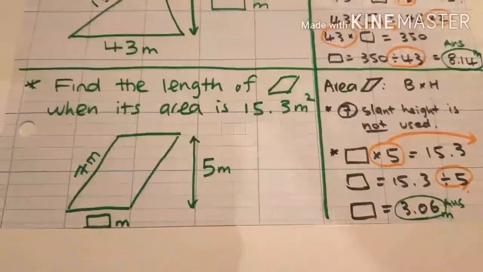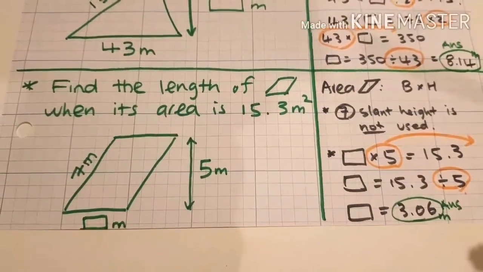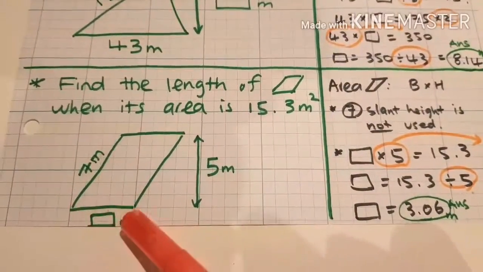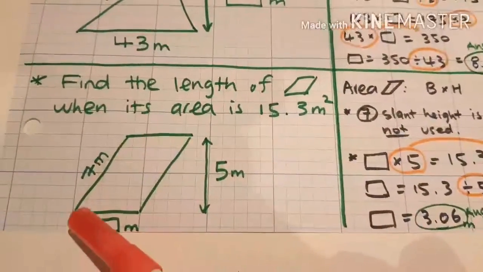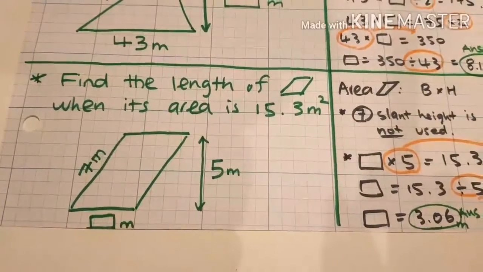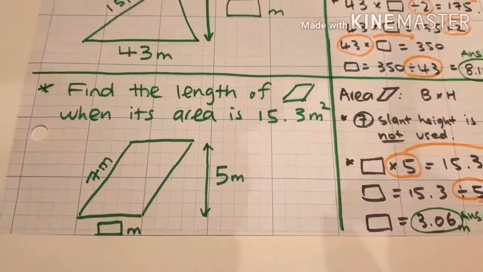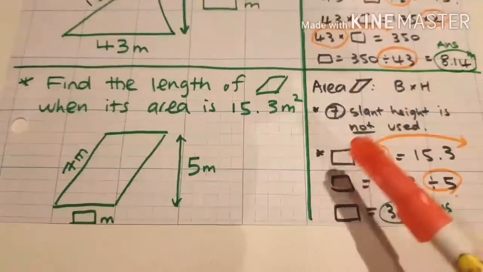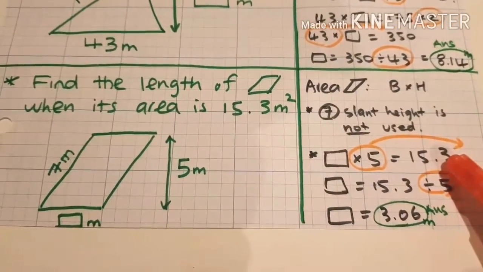Okay. Right, last question. What is the shape? It's a parallelogram. Parallelogram is base times slant height. No, it's base times the perpendicular height. That's exactly the same thing as a rectangle or square, right? We proved it by cutting up the colored paper. Remember that in class? Okay, so let's have a go. Base times height is 15.3.